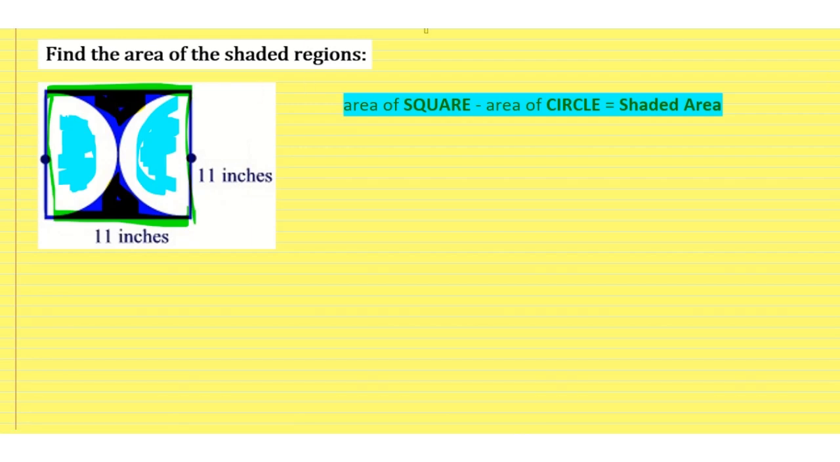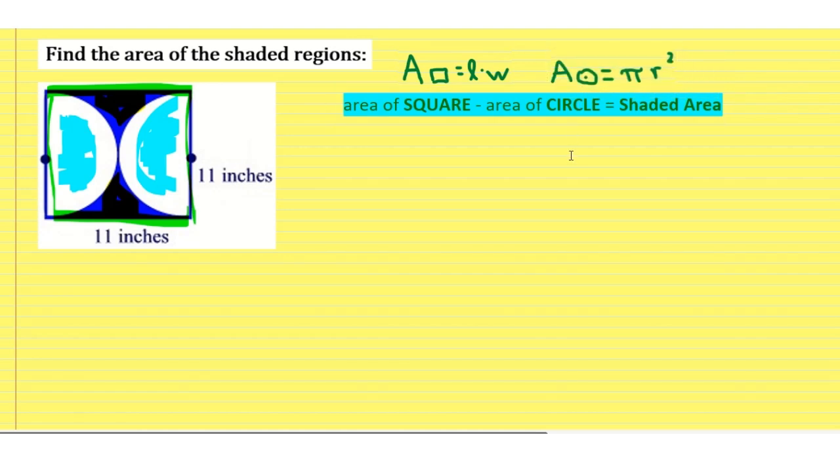So we need to remember what our formulas are. Our formula for the area of a square is length times width. Our formula for the area of a circle is pi r squared. So we need to remember that the length and width of the square are the same. We've got 11 inches here and 11 inches here. And the radius of this circle. Okay, so the radius is from the center of the circle to the side of the circle.